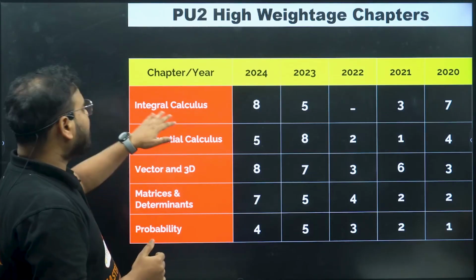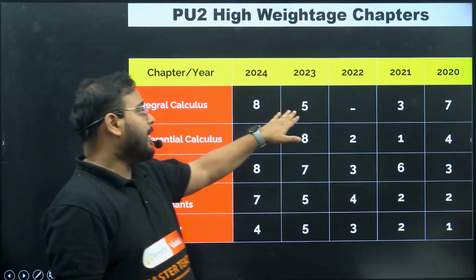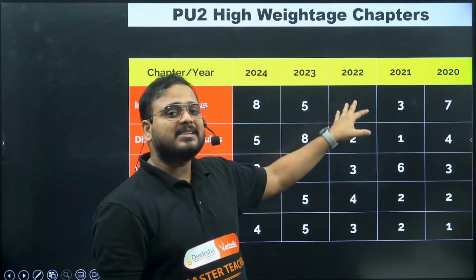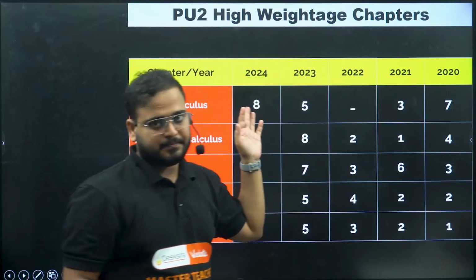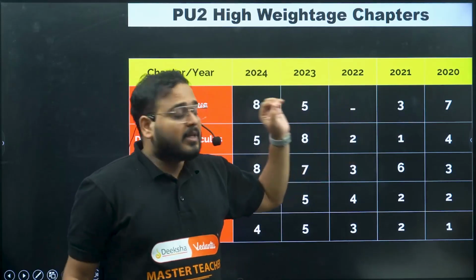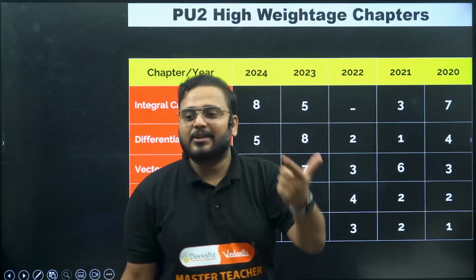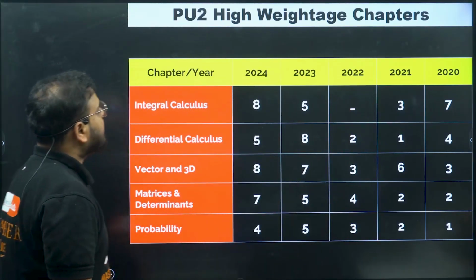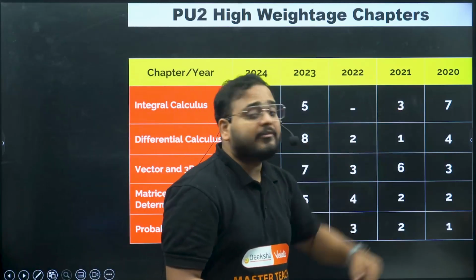Okay, so in that we have a total of 8 marks coming in our last year paper 2024. 5 marks means 5 questions from 2023. They're saying no question in 2022. It means that the question that came in 2022 has already been repeated in either of these years. The questions that came in 2022 must have been asked in 24, 23 like that. That's why they have not mentioned 2022. And for 2021 we had 3, 2020 we had 7 questions.